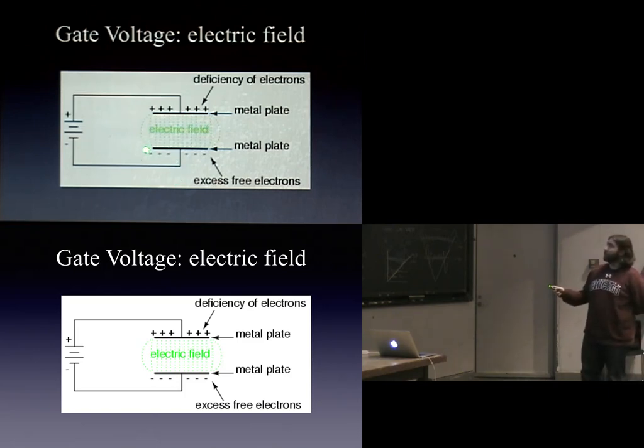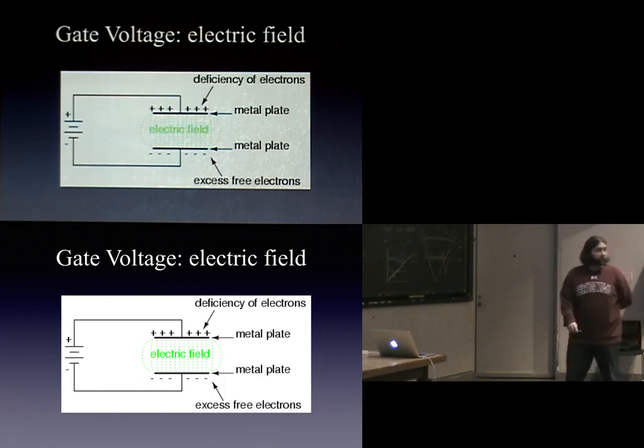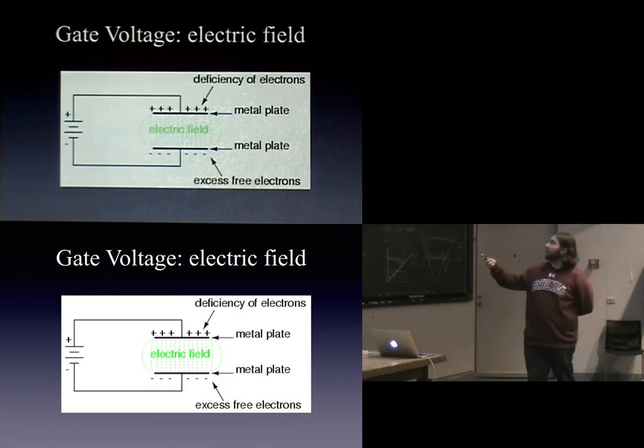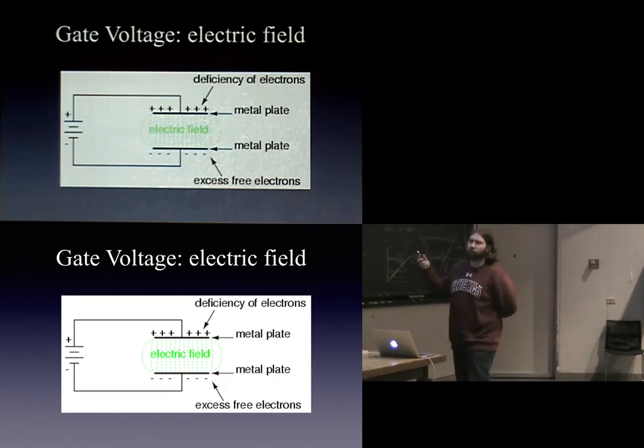And now I have a bunch of negative charge here and positive charge here, and so the field lines are just pointing from negative to positive, pointing up in this direction. And so this is how you would actually apply an electric field to a material. You just hook it up to a battery.